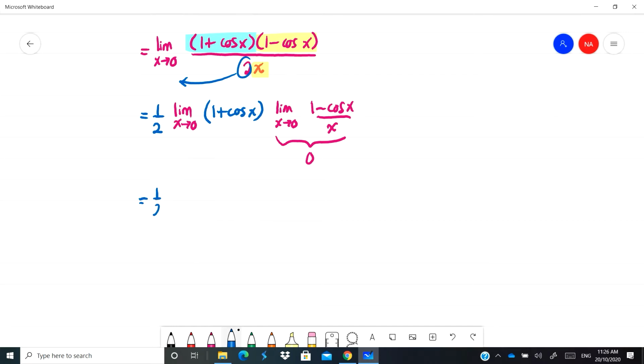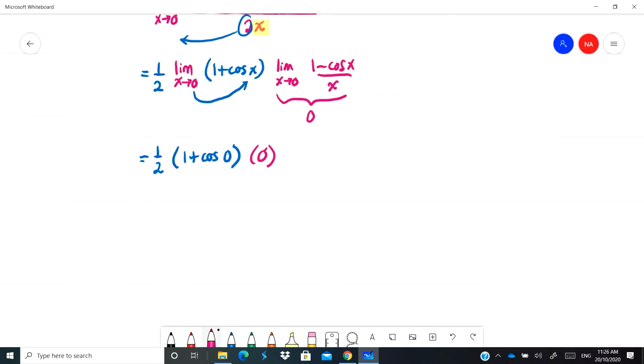If we try to substitute 0 inside this, we'll get 1 plus cos of 0. The value of cos 0 is 1, so it is 1 plus 1, which is 2, multiplied by 0. So it is 1 over 2 multiplied by 2 multiplied by 0, but finally we'll get 0 because we multiply everything by 0.